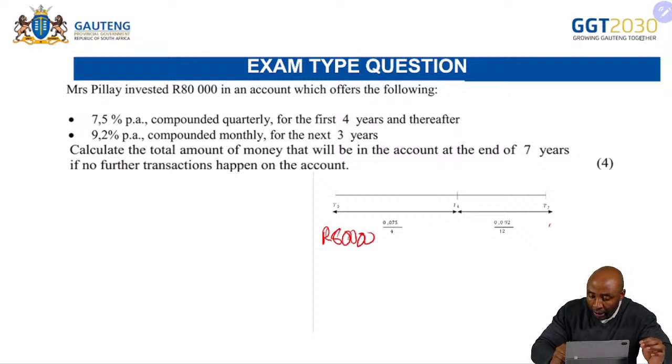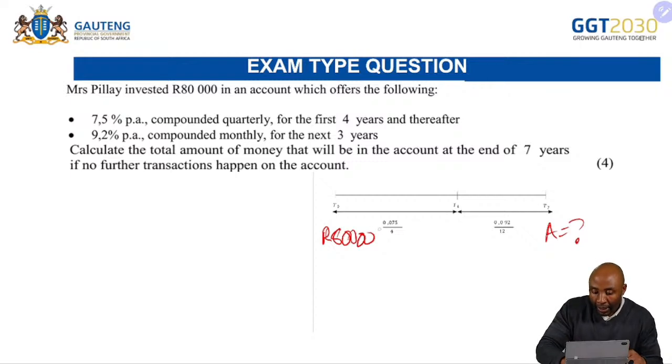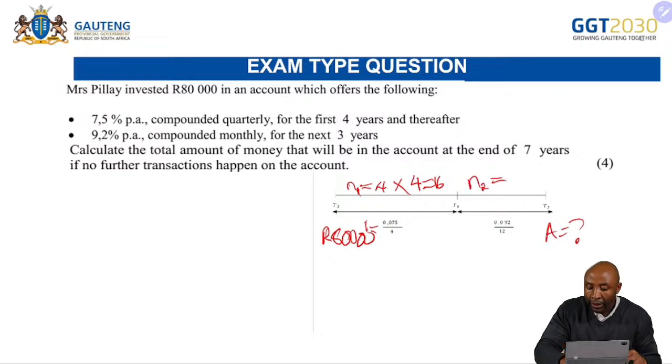We don't know how much will be in the account at the end of 7 years, but the i that we are going to substitute into our formula is that one. Here, the interest is compounded quarterly for the first 4 years, so our N that we are going to substitute, let me use N1, will be given by 4 times 4, meaning that will be 16. We can have our N2 there.